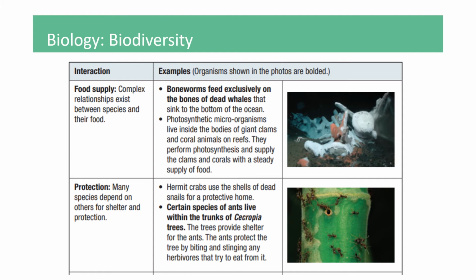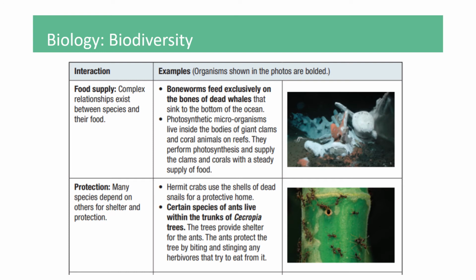Food supply. A complex relationship exists between species and their food. For example, bone worms feed exclusively on the bones of dead whales that sink to the bottom of the ocean. Photosynthetic microorganisms live inside the bodies of giant clams and coral animals on reefs. They perform photosynthesis and supply the clams and corals with a steady supply of food.